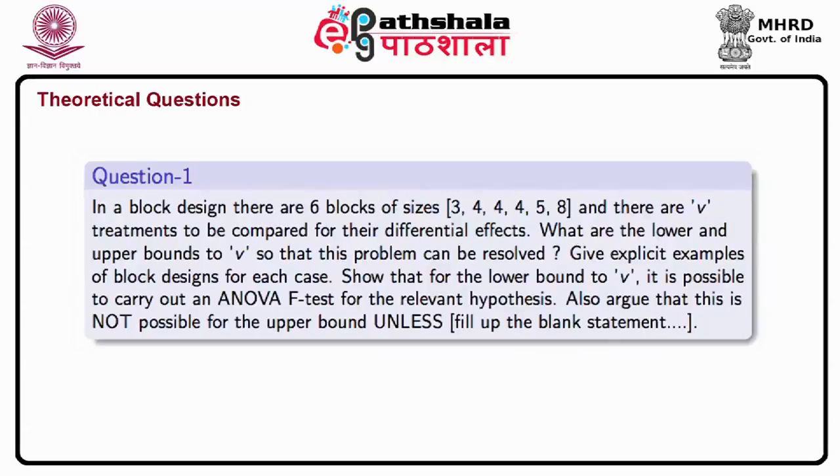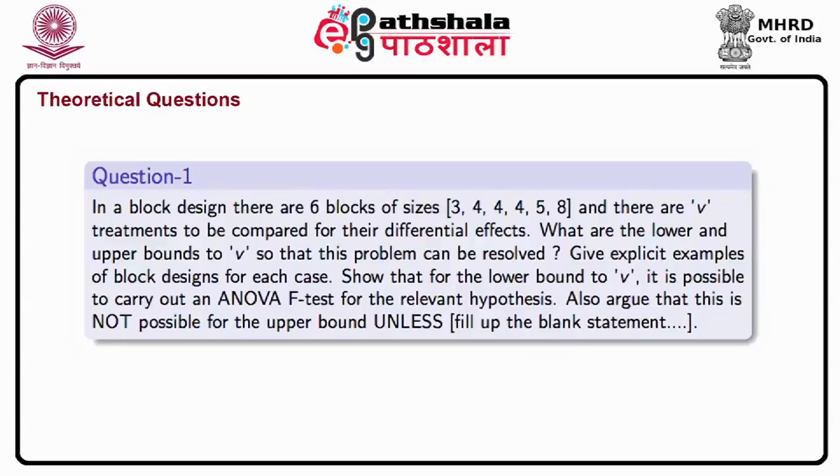You know how many treatments you want to accommodate, but you have to be able to accommodate in a way that you admit that there are block differences and that you want to estimate the treatment contrasts. So your goal is very specific. Imagine there are V treatments to be compared for their differential effects. What are the lower and upper bounds on V so that this problem can be resolved? That means so that we can get a connected block design. Give explicit examples of block designs for each case.